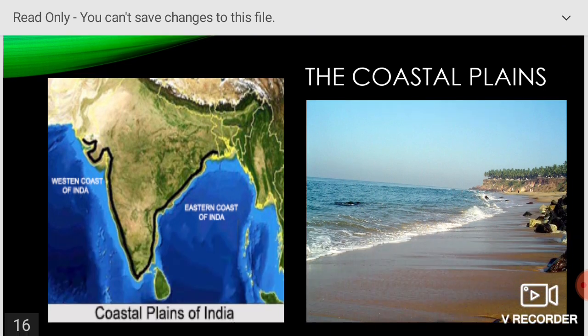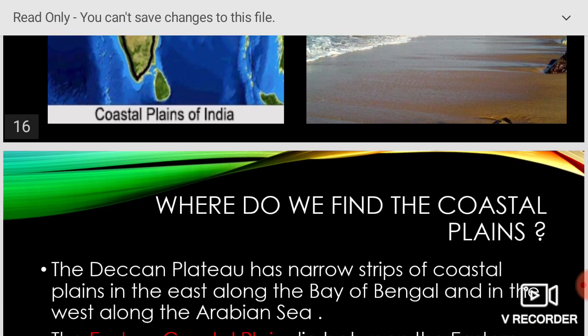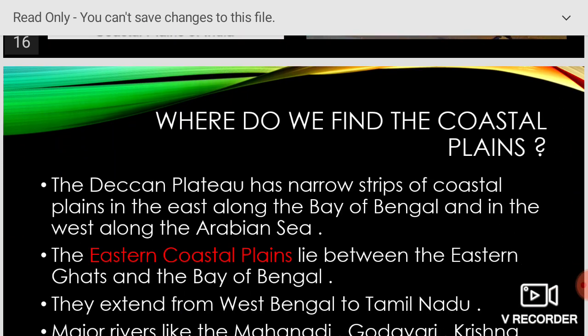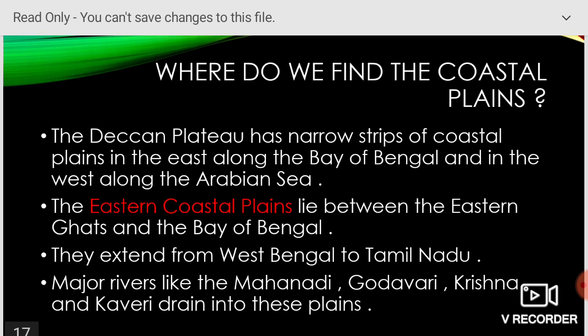The coastal plains area. Where do we find the coastal plains? The Deccan Plateau has a narrow strip of coastal plains in the east along the Bay of Bengal and in the west along the Arabian Sea.